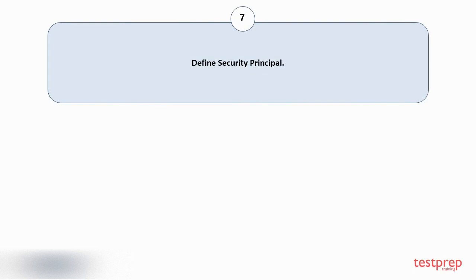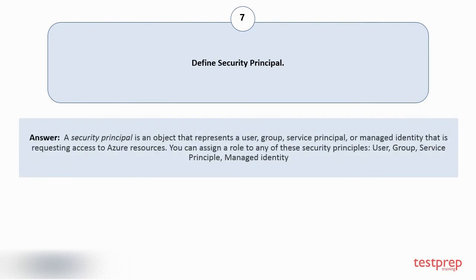Question number 7, define security principal. Your answer is: a security principal is an object that represents a user, group, service principal, or managed identity that is requesting access to Azure resources. You can assign a role to any of these security principals: user, group, service principal, managed identity.